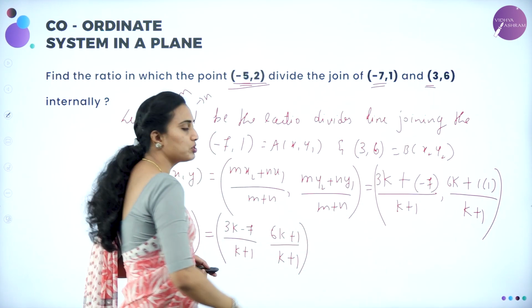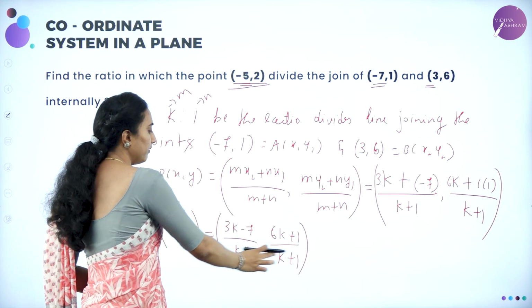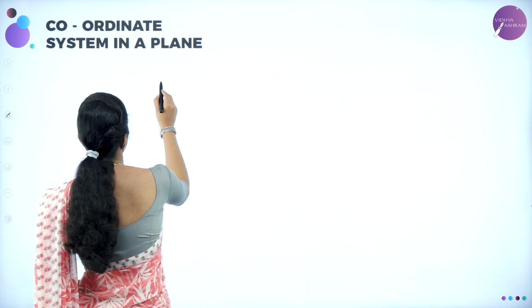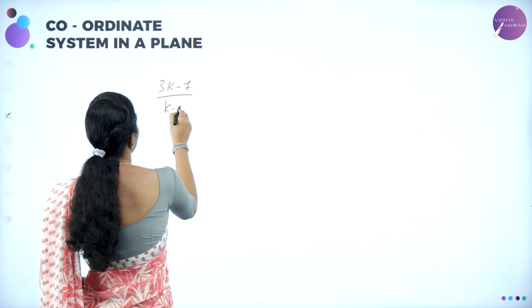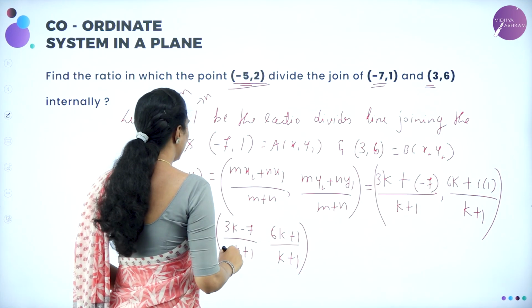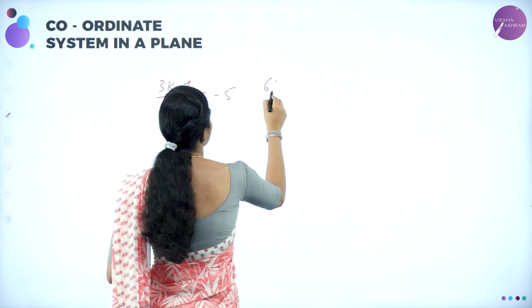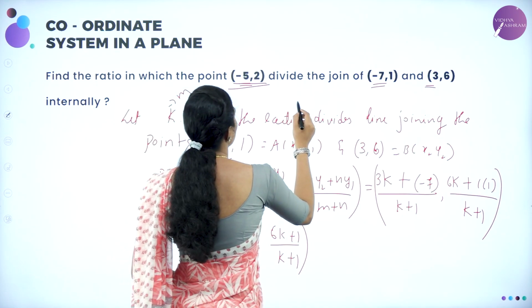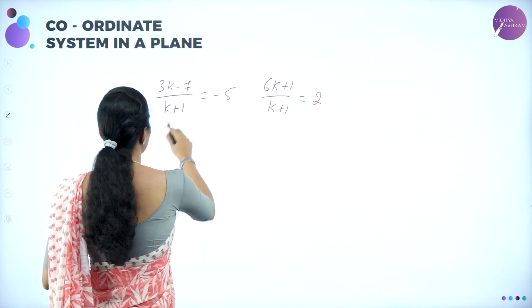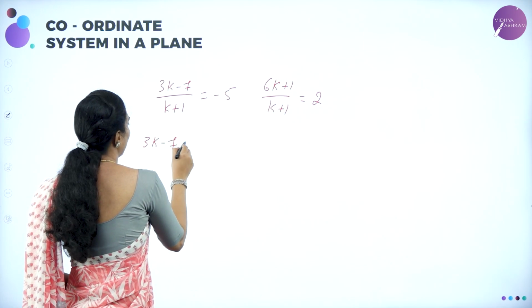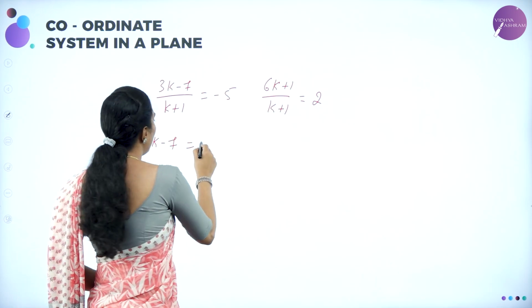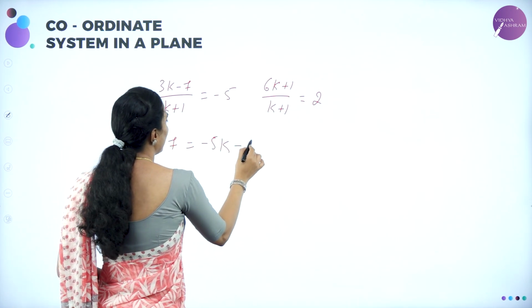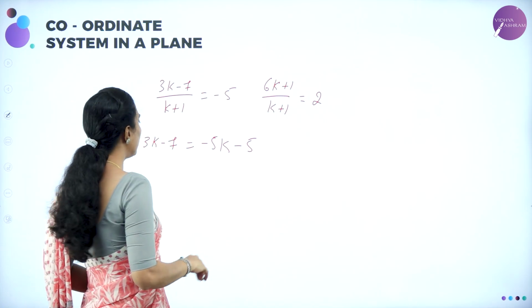Let me equate each coordinate: x coordinate to minus 5, y coordinate to 2. The x coordinate: (3k - 7)/(k + 1) is equal to minus 5. The y coordinate: (6k + 1)/(k + 1) is equal to 2. Cross multiply: 3k minus 7 equals minus 5k, minus 5 into 1 is minus 5. Solve this, you are going to get the answer easily.